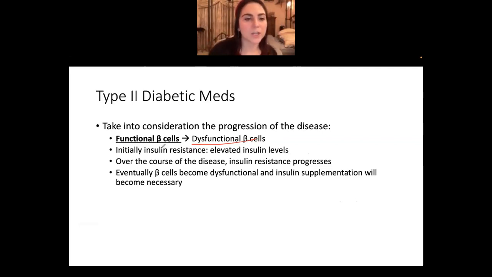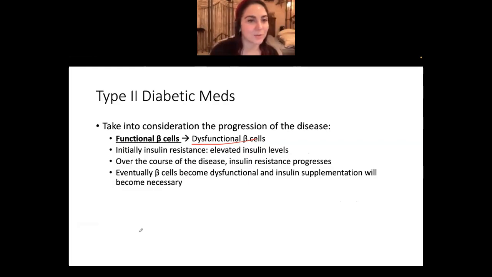Okay. So initially, insulin resistance leads to elevated insulin. So the patient's going to have elevated insulin, and that's when you give all the medications we're going to go into for the functional beta cells. But over the course of the disease, this progresses, and eventually the beta cells just don't work, and then you need to give insulin. Okay. So it's just something to keep in mind.